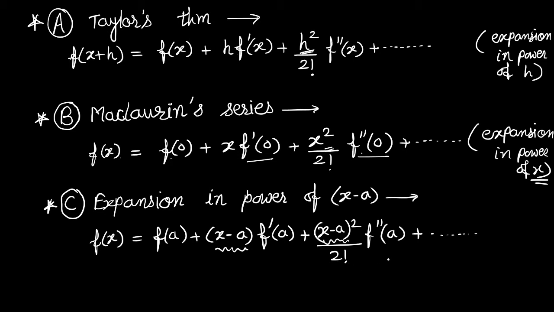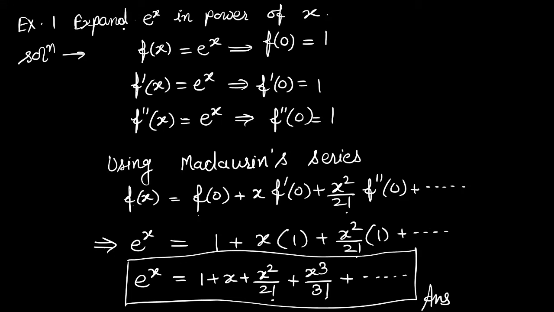Now we discuss the problems on Taylor's, Maclaurin and expansion in power of x minus a series. Here, expand e to the power x in power of x. This is the application of Taylor series, Maclaurin series, and expansion in power of x minus a. Actually, Maclaurin series and expansion in power of x minus a are deductions from Taylor series. Now here we consider f of x equal to e to the power x. Now, for expansion in power of x, we use the Maclaurin series and find out minimum three terms of this series.